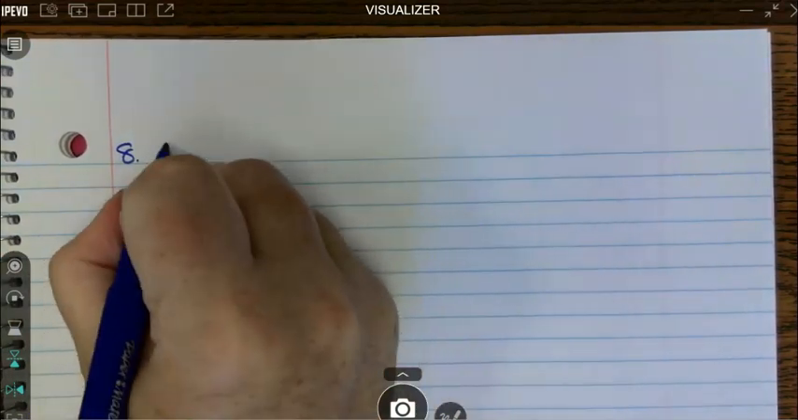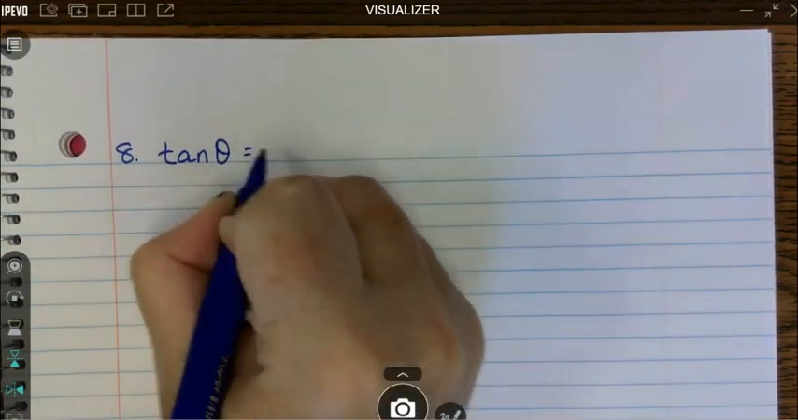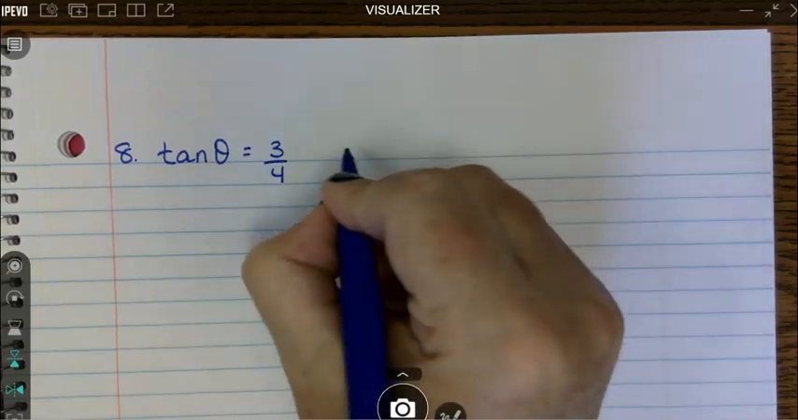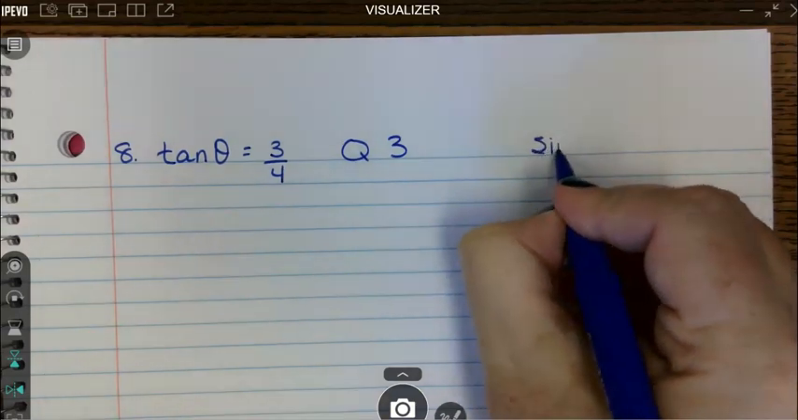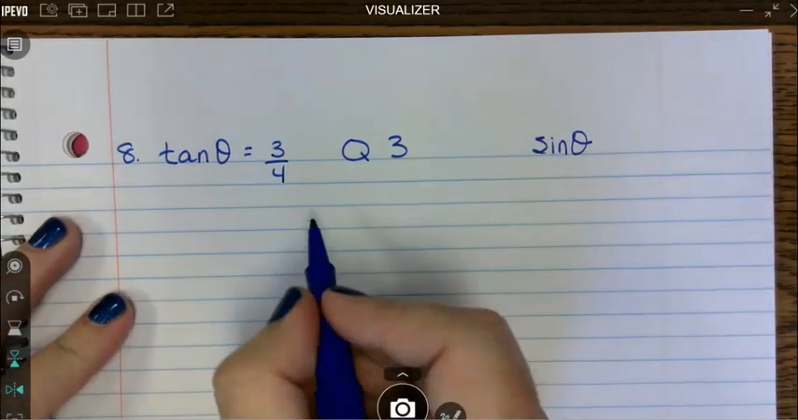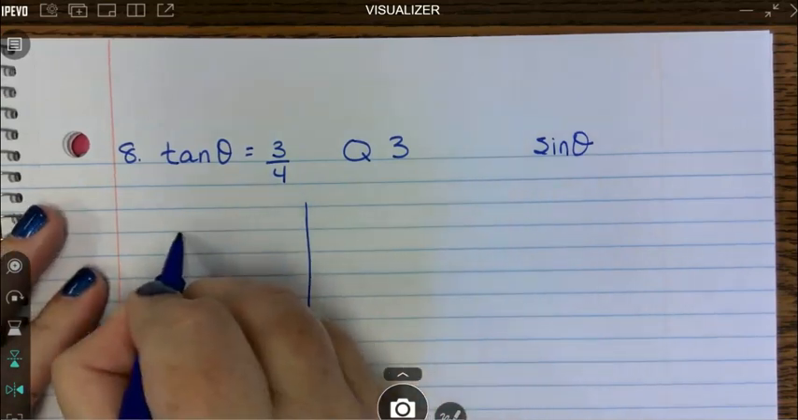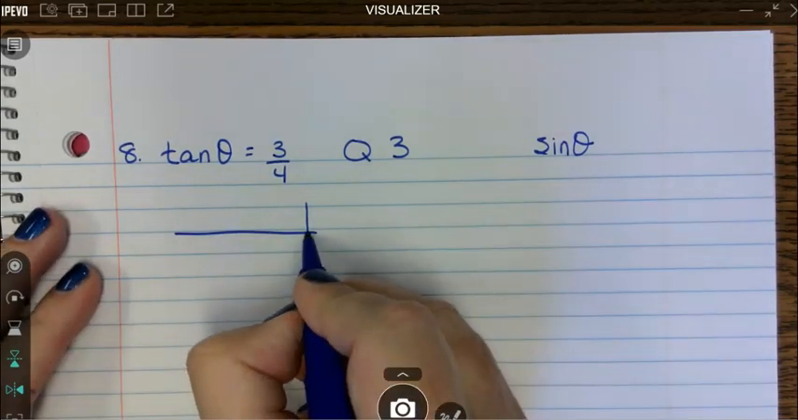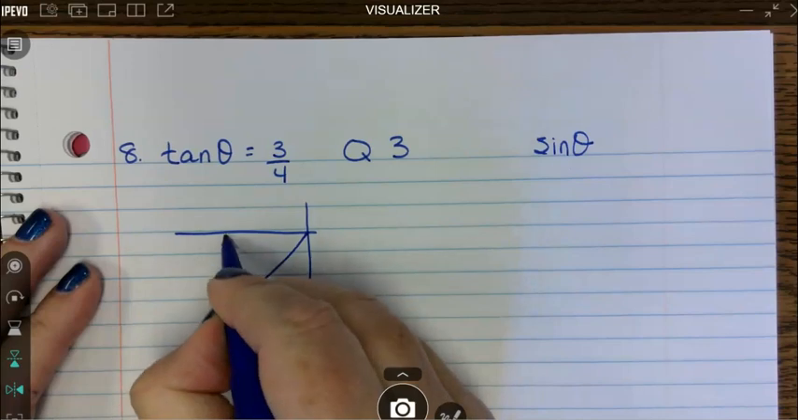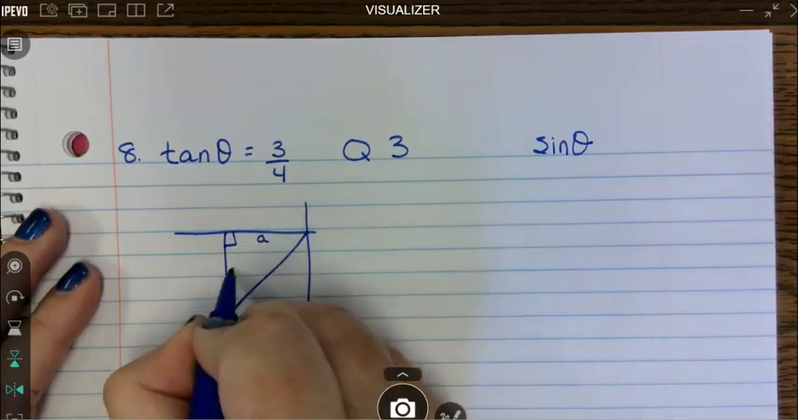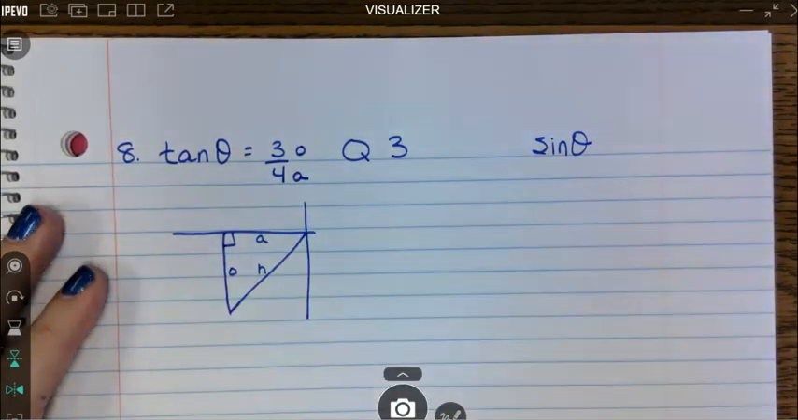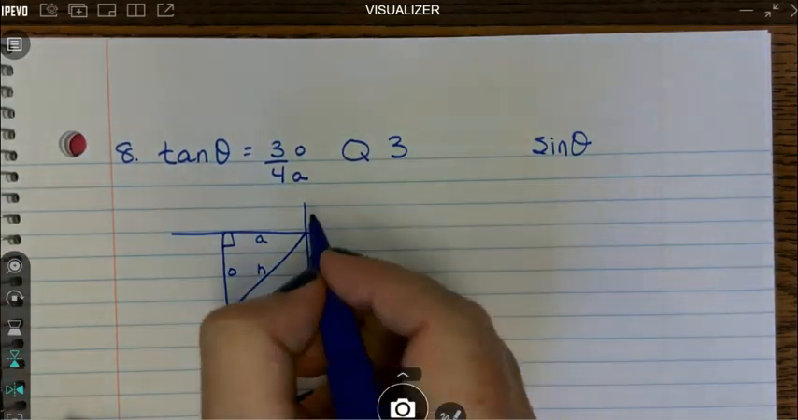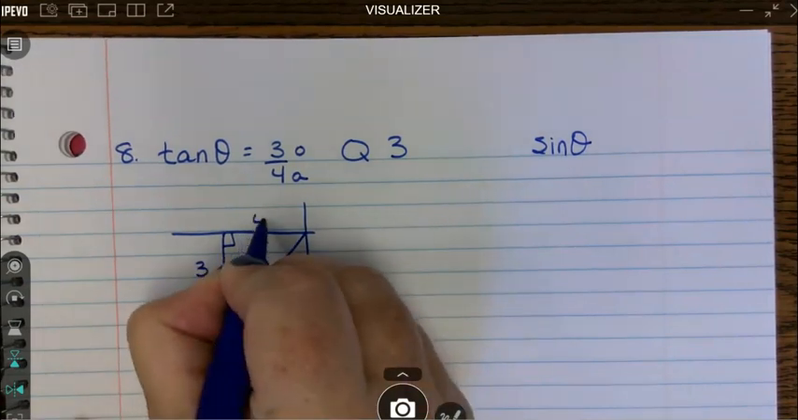Here we go for number 8. Tangent theta is 3 over 4. We're in quadrant 3, and we're looking for sine. Quadrant 3 is that tricky one. So again, origin to the middle of nowhere, here. A, O, H. So tangent is opposite over adjacent. So we get 3 into 4.